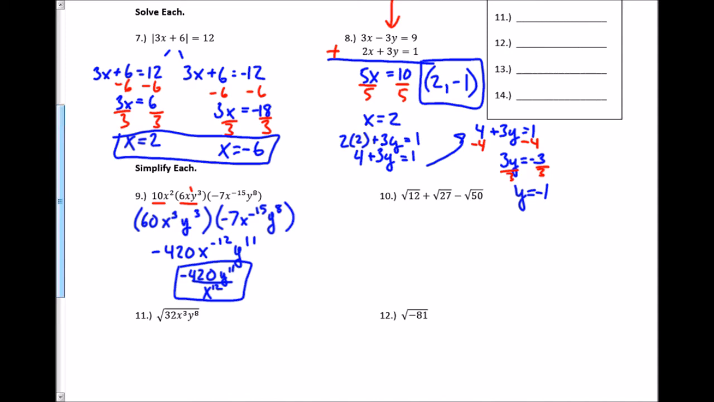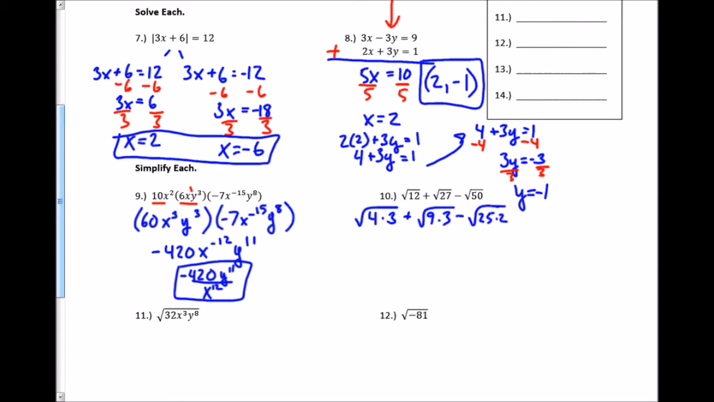Okay? And number 10, I can't add or subtract radicals unless they're like radical terms, which means they have to have the same radical symbol with the same number underneath. And these don't, so what I'm going to do is simplify these as far as I can. The 12 is the same thing as 4 times 3, and 4 is a perfect square. For the 27, the perfect square that divides evenly into 27 is a 9, so 9 times 3. And for the 50, the perfect square that divides evenly into 50 is 25, so 25 times 2.